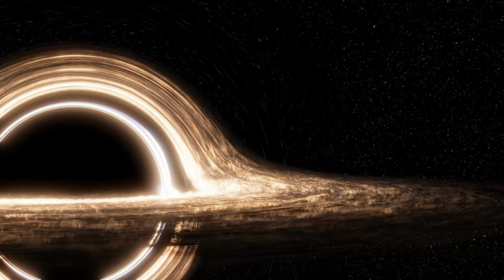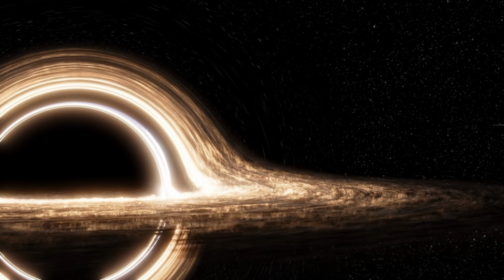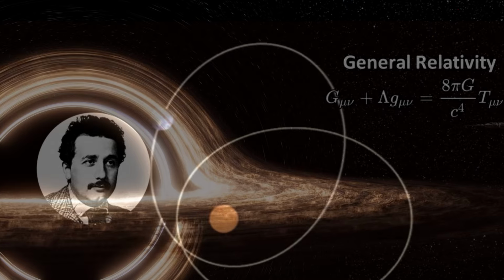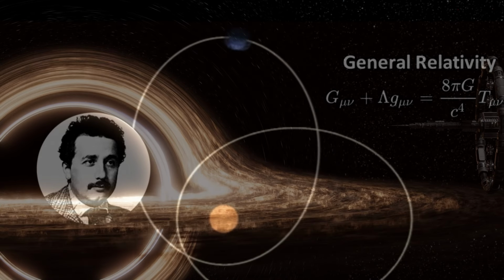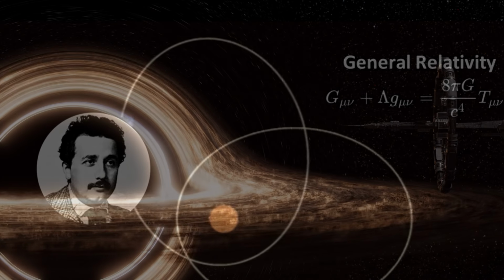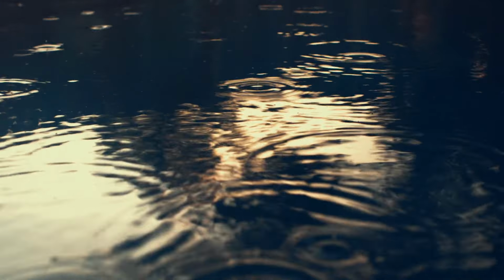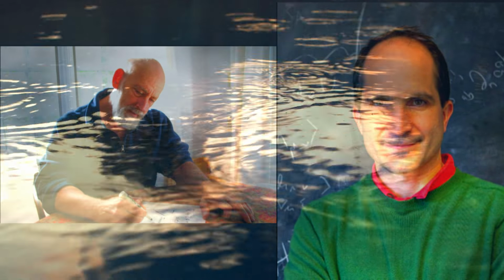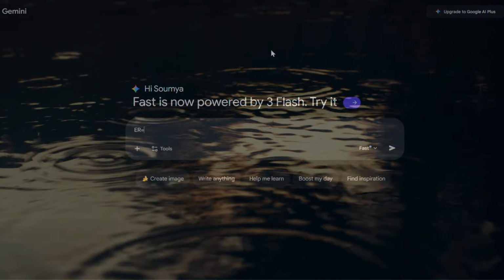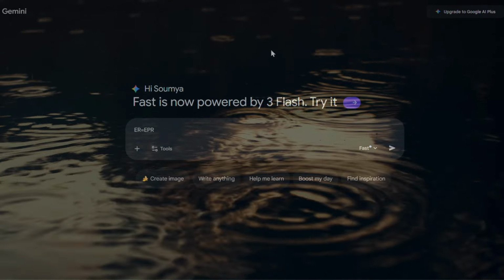For 100 years, physics has had a divorce problem. General relativity, Einstein's theory of gravity and wormholes, and quantum mechanics, the theory of atoms and entanglement, hate each other. They don't work together. But in 2013, two legends of physics, Juan Maldacena and Leonard Susskind, proposed a truce. They called it ER equals EPR. It sounds complex, but it's beautifully simple.